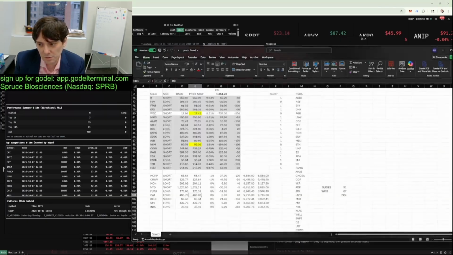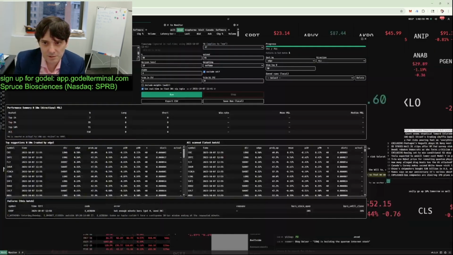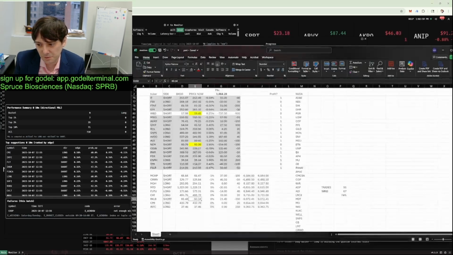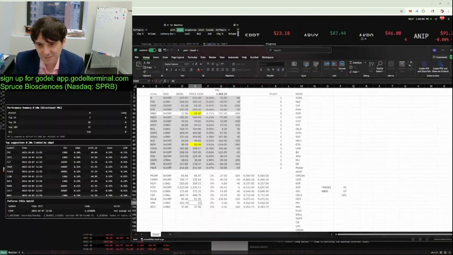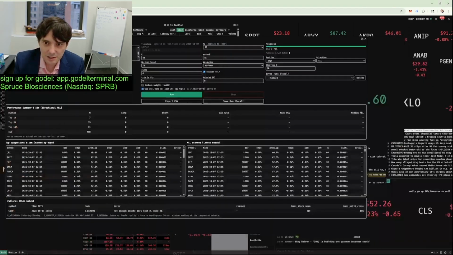Yeah, this is mostly manual right now. At some point I will start implementing algos. I just don't have time. This has actually worked for me pretty well. Oh, Rocket Lab, of course. Rocket Lab's ruining my party.